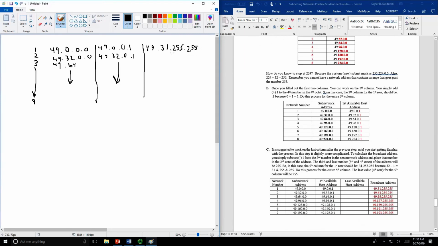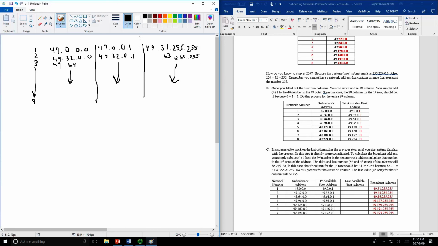So these last two quadrants in this column will always be the same. In this case, it would be .63, .255, .255, and etc. So fill that out accordingly. Remember, subtract one from the second quadrant, and then the other two quadrants will be the same.